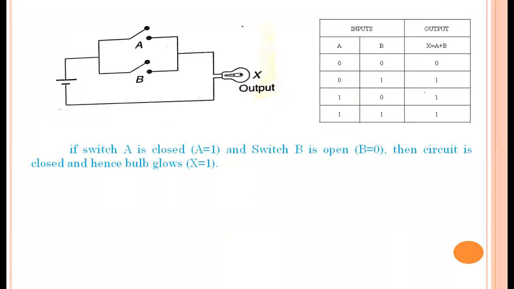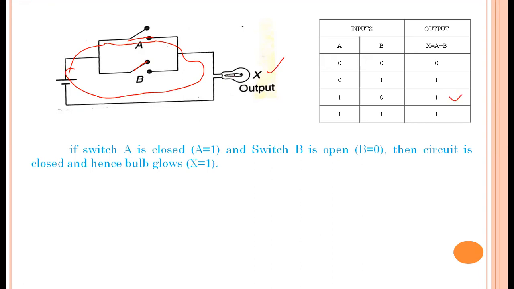Similarly, in case 3, if A is equal to 1, that is nothing but switch A is closed, and B is 0, that is nothing but B is open. Then the circuit is completed. The current now passes through the switch A because the connection is like this, that is, the switch is closed. So the current also passes through the bulb and hence the bulb glows. Bulb glows is nothing but the output is 1.